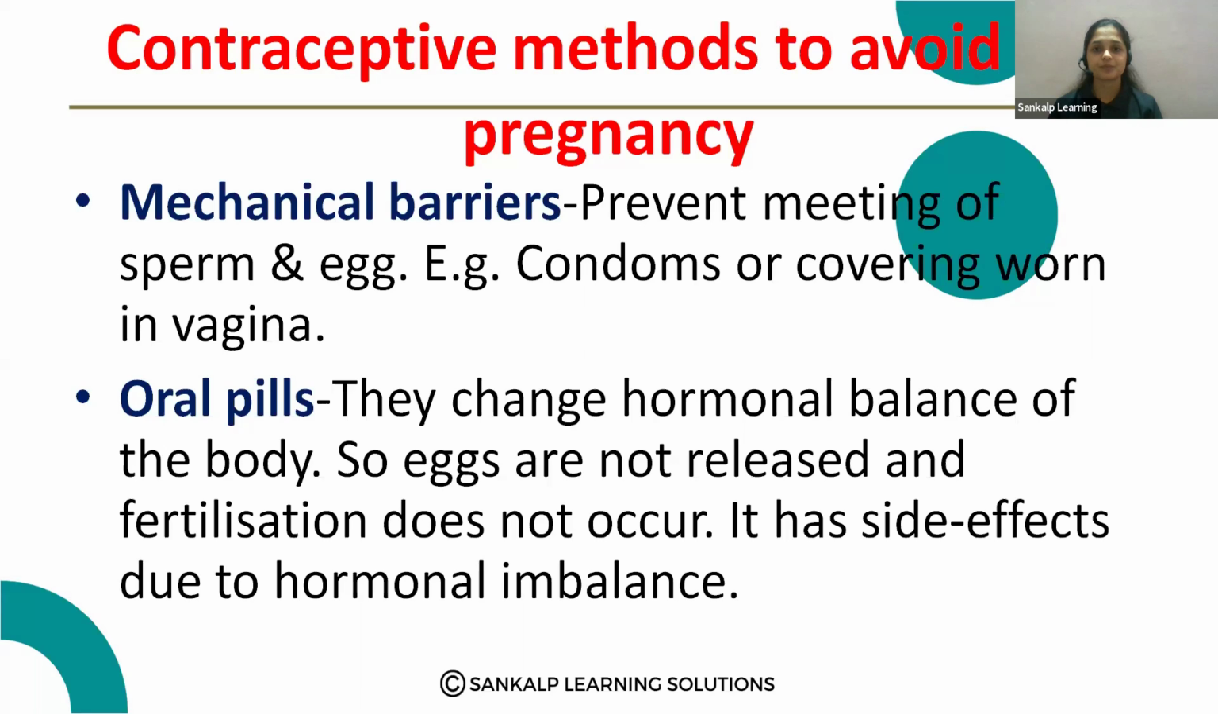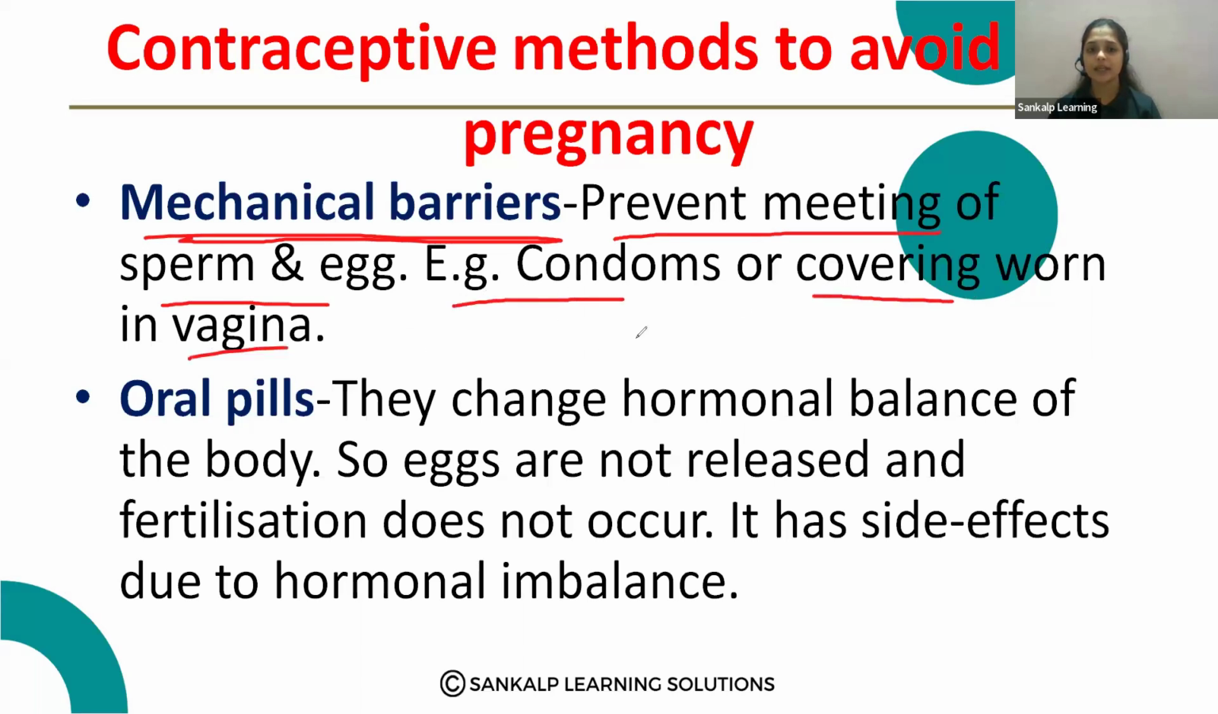Here, mechanical methods, mechanical barriers. So what are these mechanical barriers? They prevent the meeting of the sperm and egg by using condoms or covering the womb in the vagina. So here, the contact between sperm and egg has to be prevented, right? So for that, condoms are used, and that is called mechanical barriers.